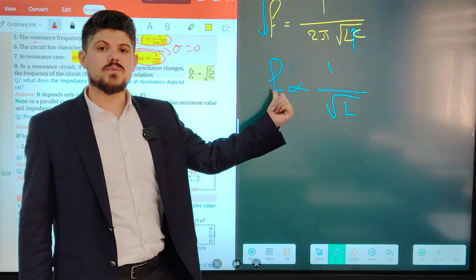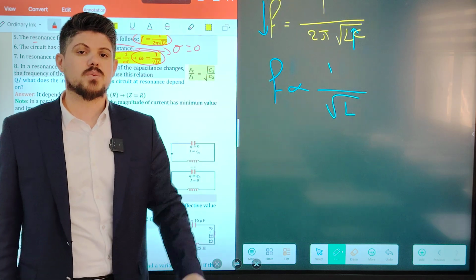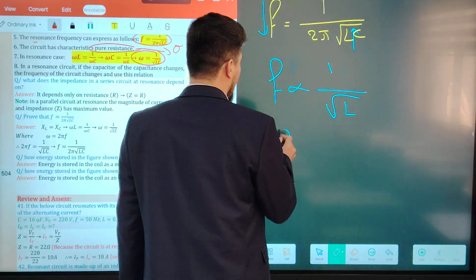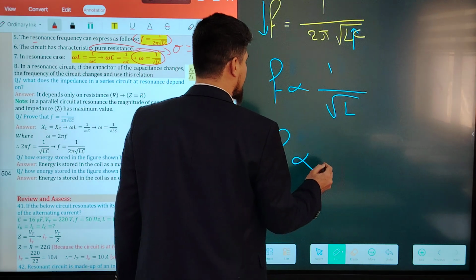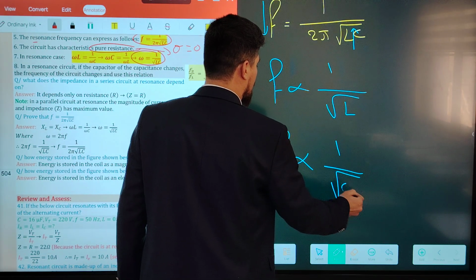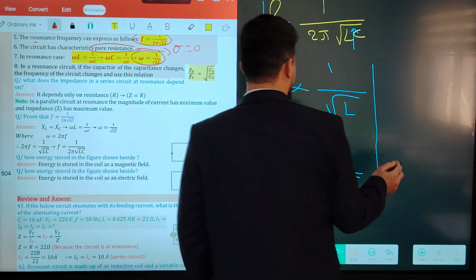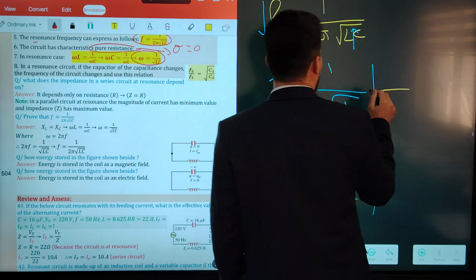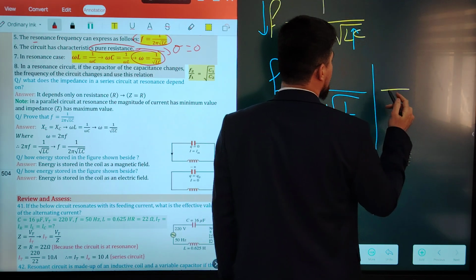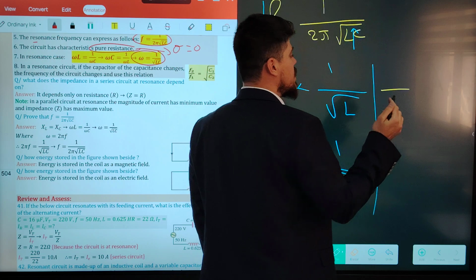What is the relation between frequency and the coefficient of self-inductance? Inversely proportional with the square root, with the radical. How about for the capacitance? The same thing. Frequency with the capacitance is also inversely proportional with the radical LC, okay? So in this case, you can find out how the frequency changes when the coefficient or capacitance changes.